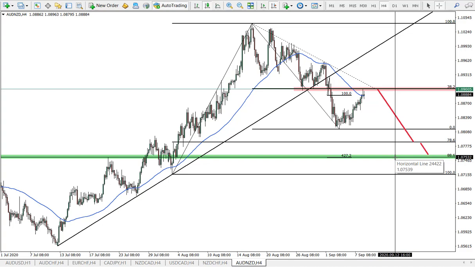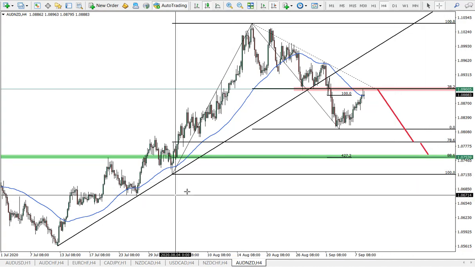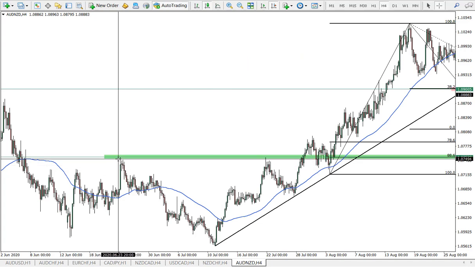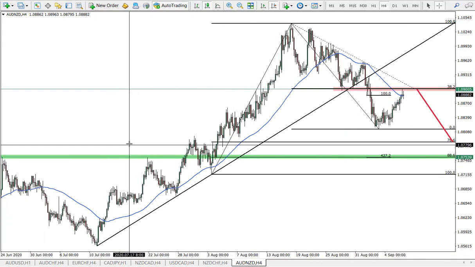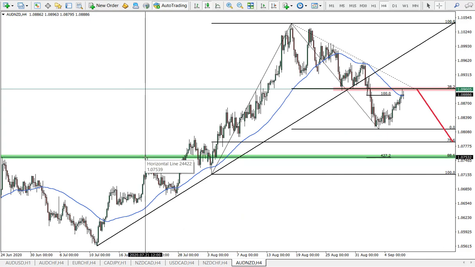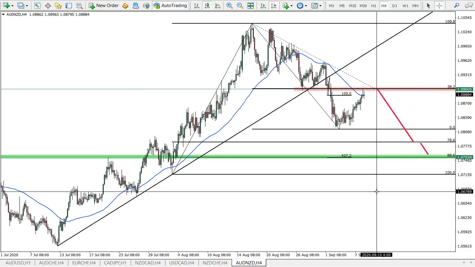1.0753 level. Now this level also corresponds to the previous resistance established 2 months ago, nearly 3 months ago, and here we had again the rejection, and this could now be the support.